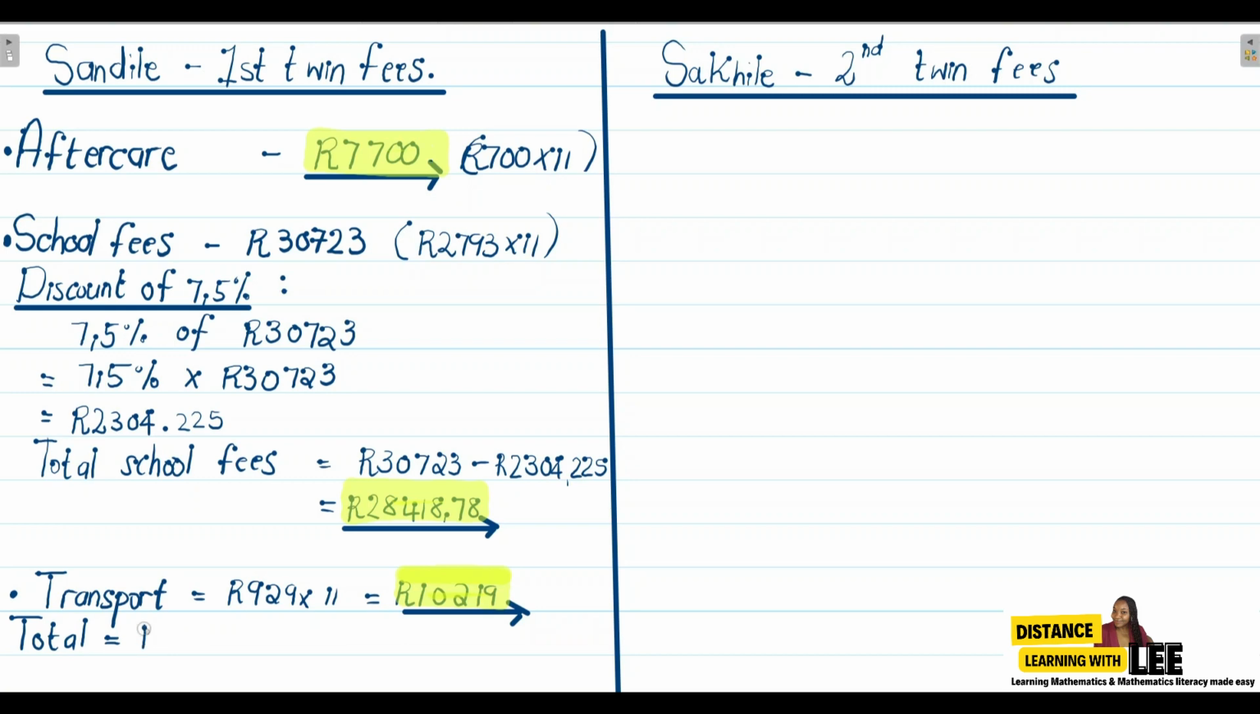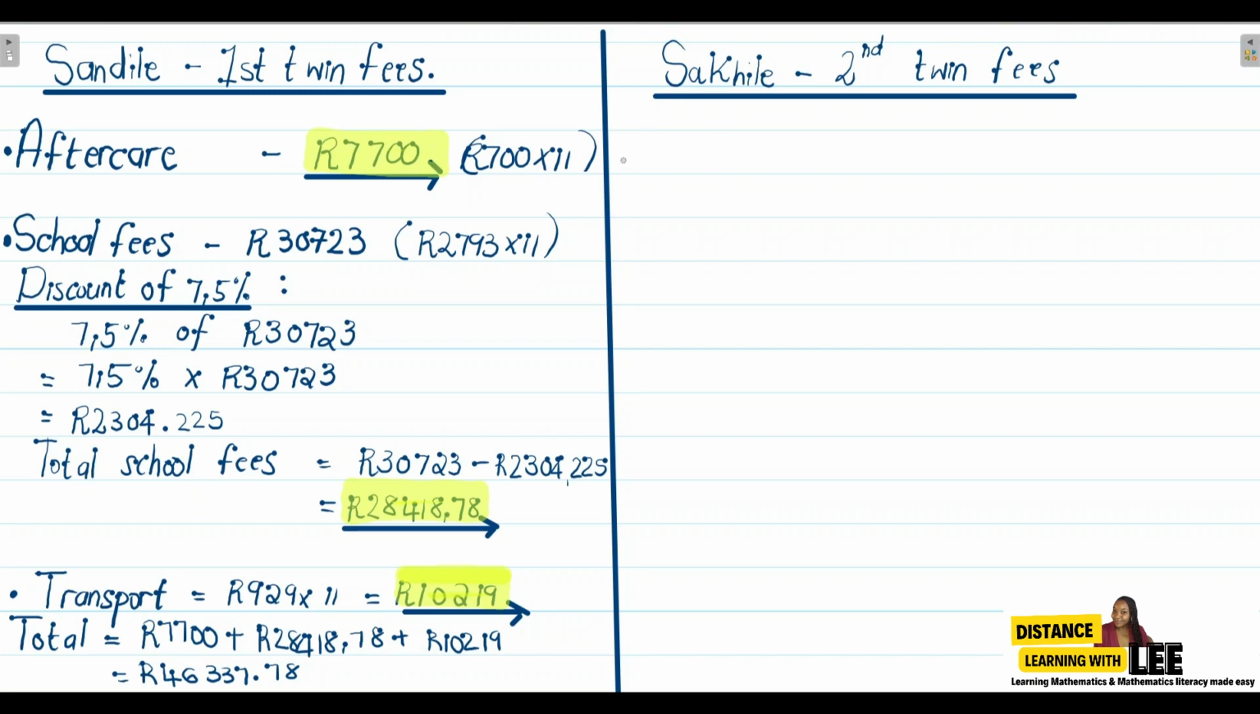So we can already see what this lady is spending towards her son's school fees. We're going to take that 7,700 plus 28,418.78 plus 10,219. If you punch that into your calculator, you'll find that the total costs for Usandile amount to 46,337.78. So we're done with the first twin. Let's go on to the second twin.